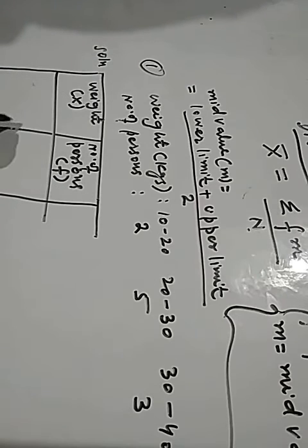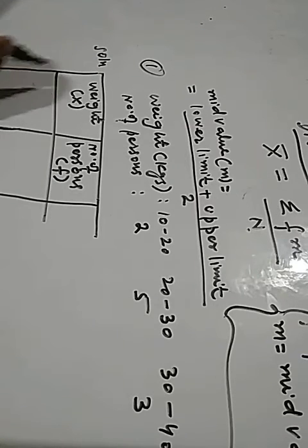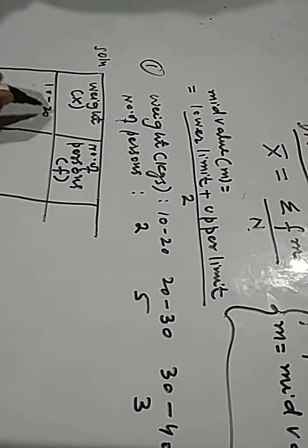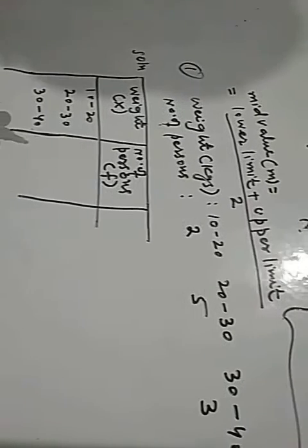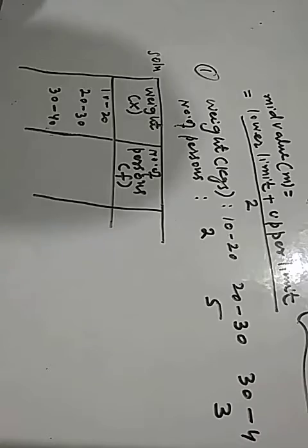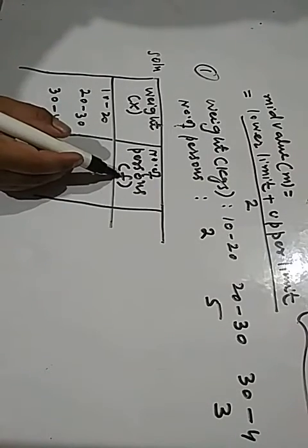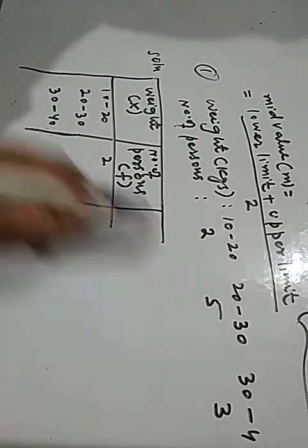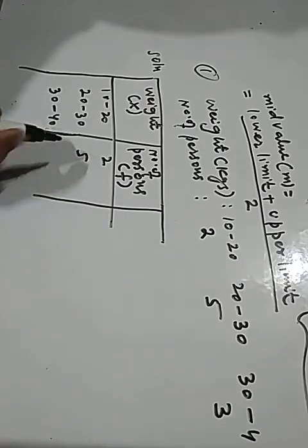In the next column, first we write these values 10 to 20 kgs, 20 to 30, 30 to 40 kgs, and number of persons, that is frequency f, is given as 2, 5 and for this group 3.